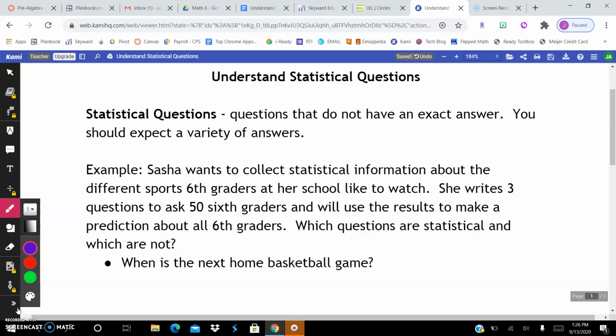Today's lesson is on statistical questions. So we are just getting into the unit on probability and statistics and all of that fun stuff. In order to proceed today, we need to know what a statistical question is. A statistical question is a question that does not have an exact answer. You should expect a variety of answers when asking a statistical question.